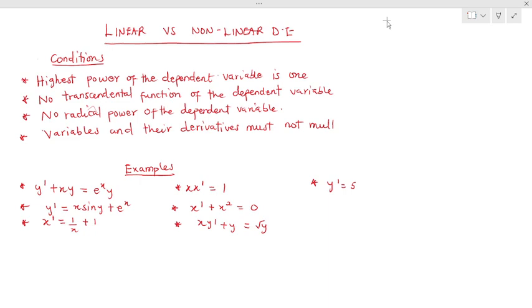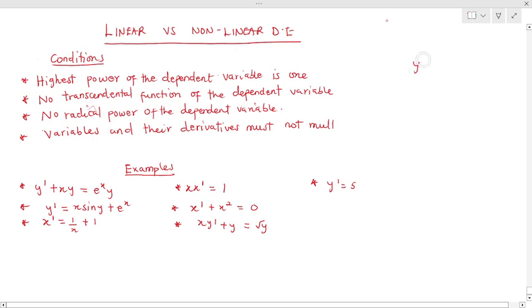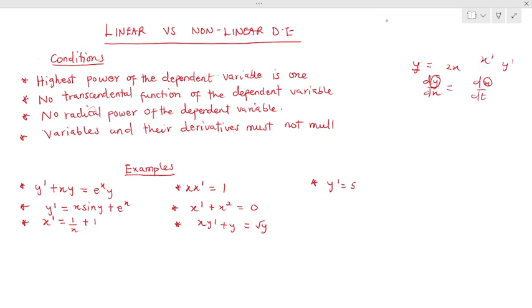As I explained in our earlier videos, the dependent variable is always the variable which is on the left of the equation. So if I have y is equal to 2x, the dependent variable is my y. If I have dy over dx is equal to something, the dependent variable is my y. If I have dx over dt, the dependent variable is my x. If I have x prime, y prime, the variable you are differentiating, or trying to find the change of, is what we call the dependent variable. So the first condition is the highest power of the dependent variable is 1.